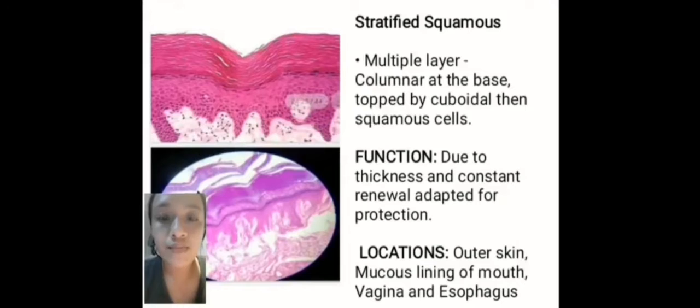Stratified squamous epithelium. The main location is the lining of the esophagus, mouth, and vagina. The main function is that it protects against abrasion.